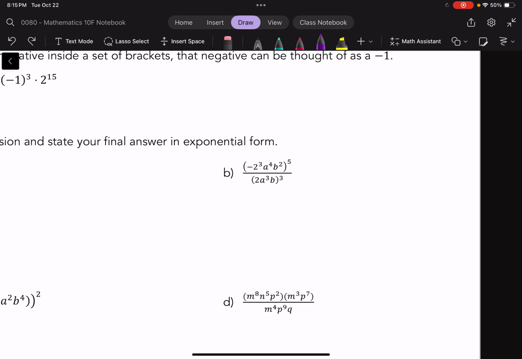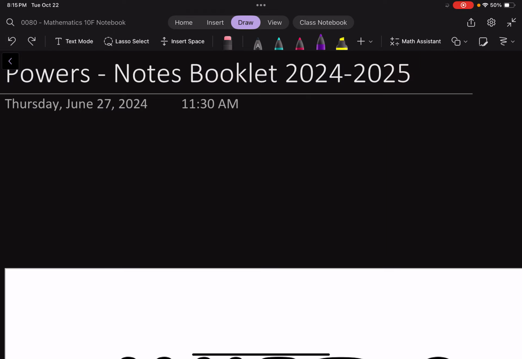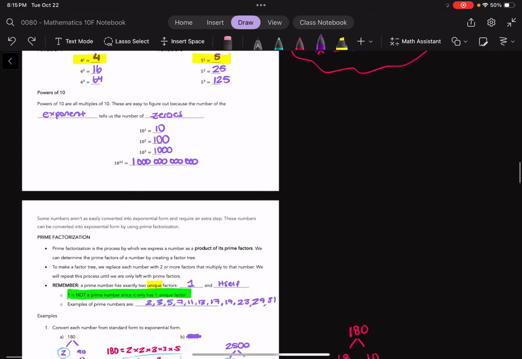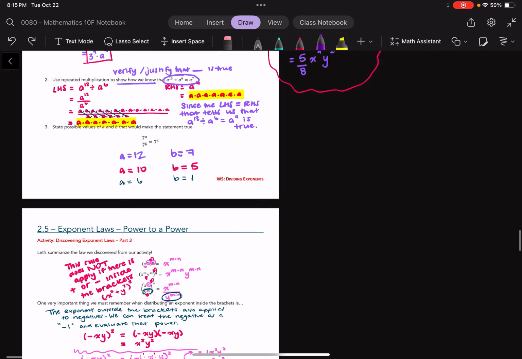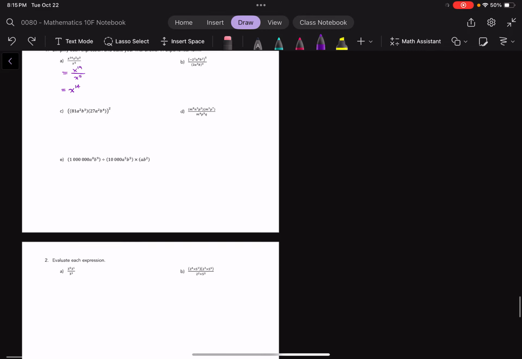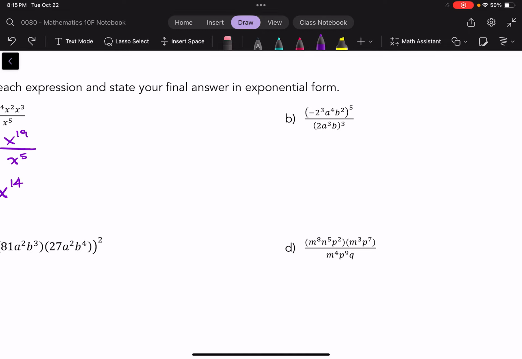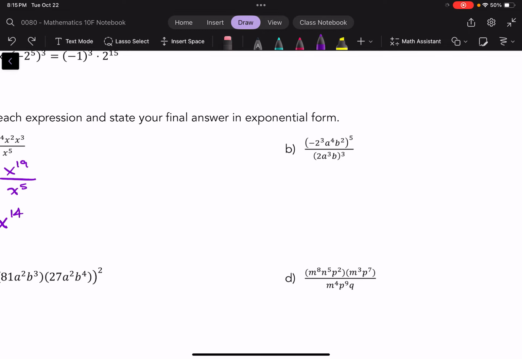All right, first thing I'm going to do is note we've got a power of a power. This power of 5, this exponent of 5, applies to everything in these brackets. Oh gosh, what have I done? Yeah, don't worry, I'll get back to the right page eventually. Nailed it, first try. All right. That power of 5, that exponent of 5 applies to everything in that numerator.